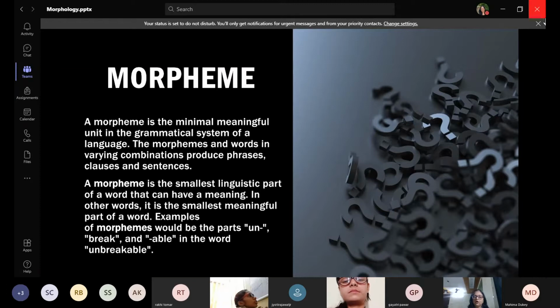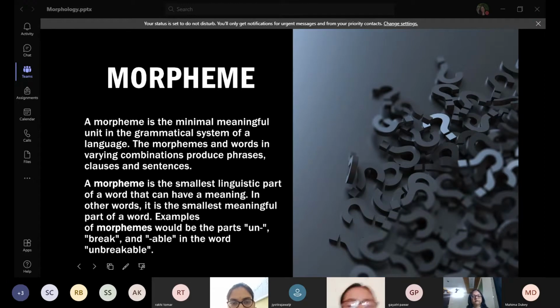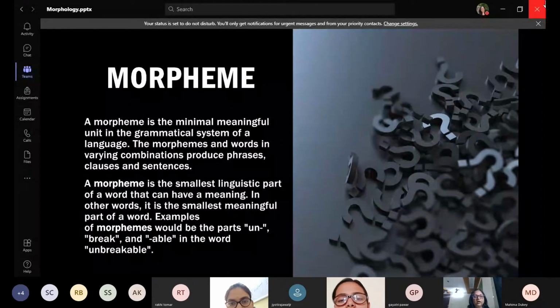Language is a system. So how does the language system work? The system of the language works by the correct combinations of phonemes, morphemes, words, phrases, clauses, in this way. So the morphemes and words in varying combinations produce phrases, clauses, and sentences.